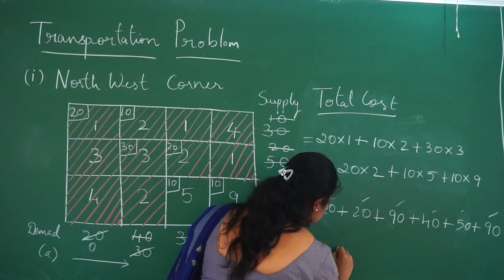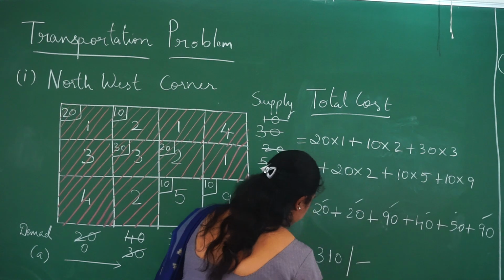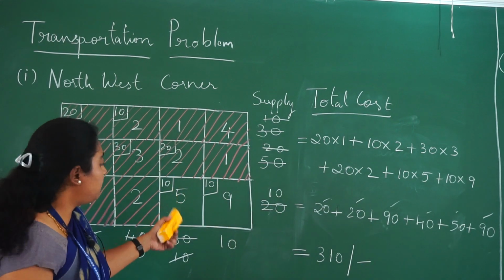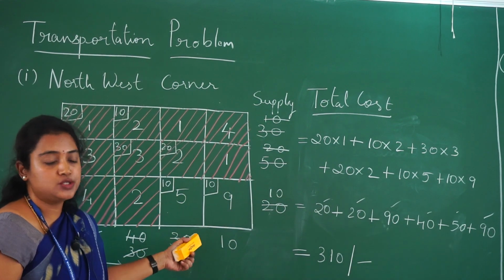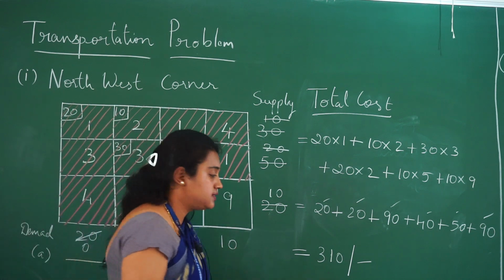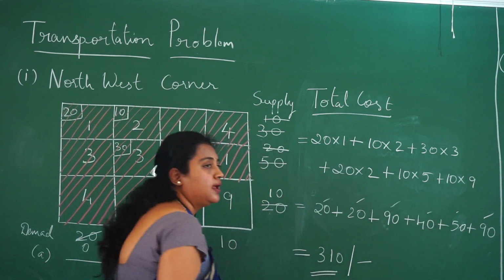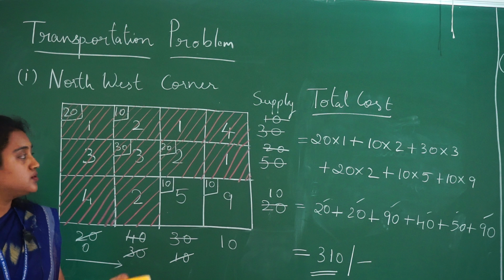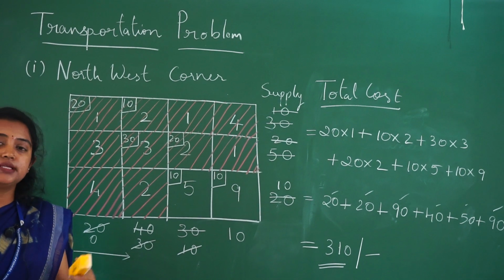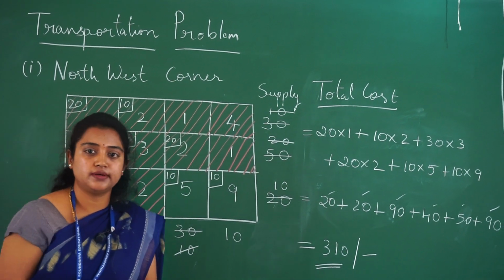The answer is 310. So to supply this many products from one place to another place, the total cost is 310 when you use the NWC rule. So this is all about NWC. Next we will see with the least cost method.